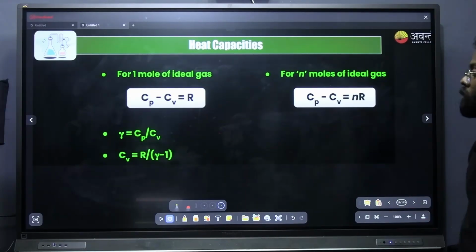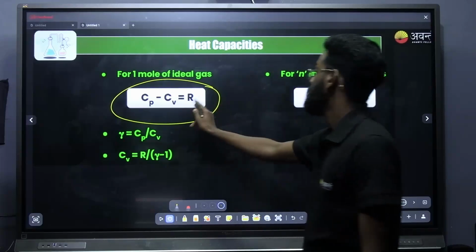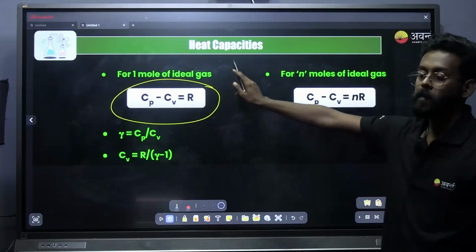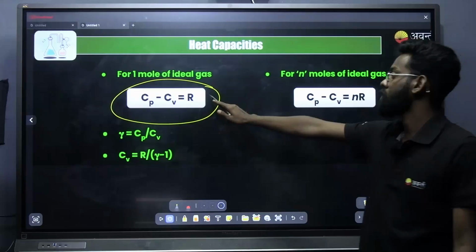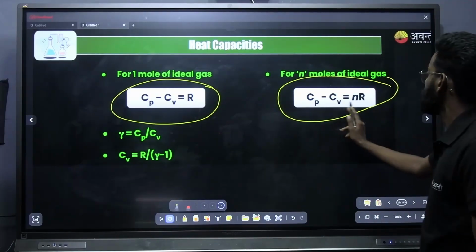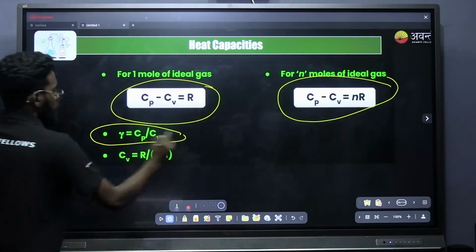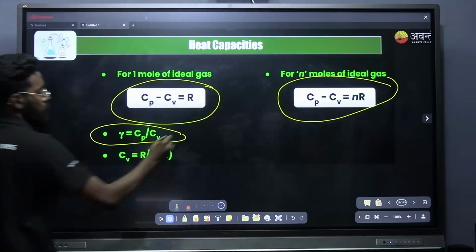One more thing I want to add is Mayer's relation. Mayer's relation is what? For 1 mole of an ideal gas, Cp minus Cv is equal to R. This was one of the previous year questions in NEET. Direct question came. For n moles it is Cp minus Cv is equal to nR. And gamma is equal to Cp by Cv. This is called Poisson's ratio.